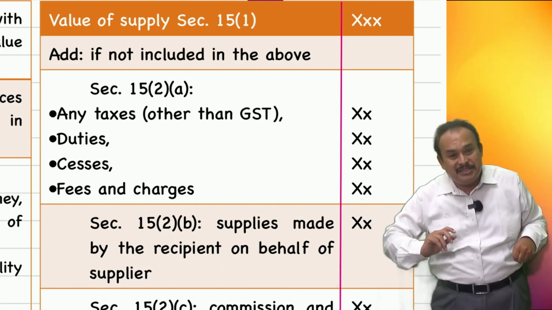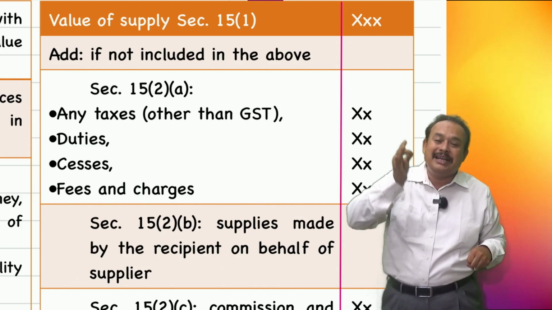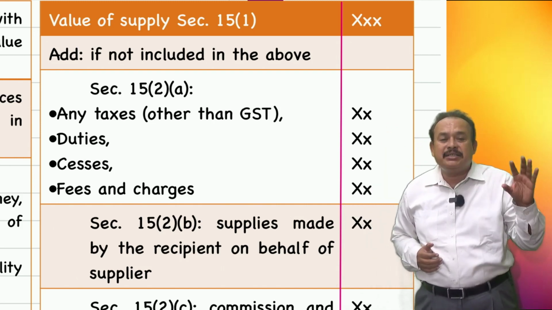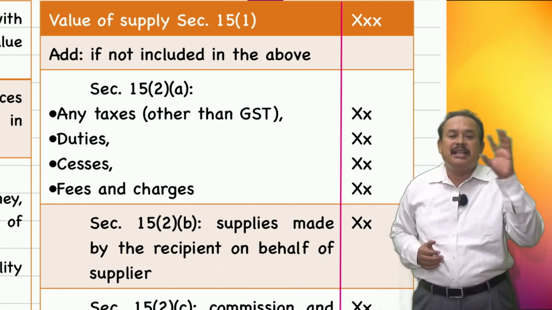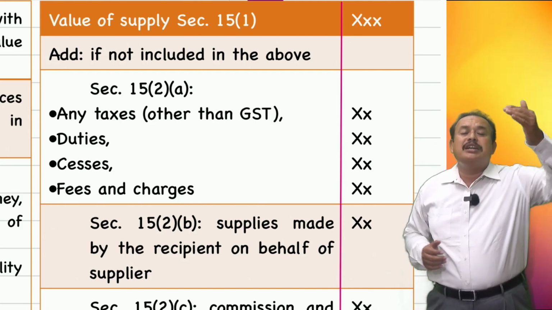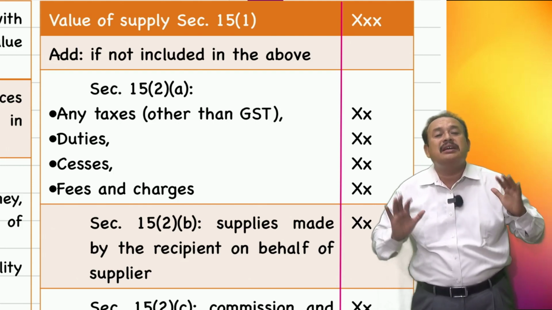So 28% GST on 10 lakhs is 2,80,000. So value of the vehicle 10 lakhs, add TCS 10,000, add GST 2,80,000. Totally 12,90,000 is the invoice price.